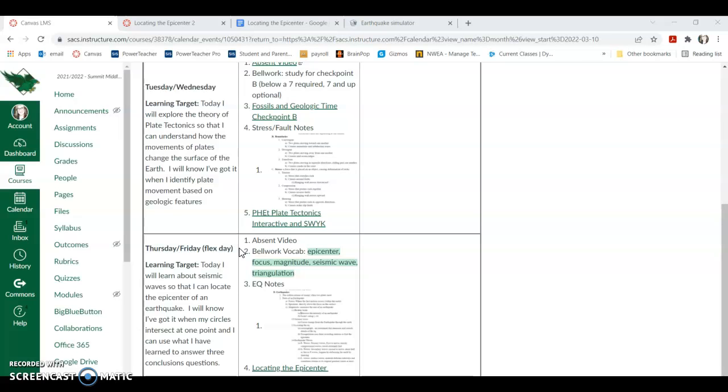Today, we'll learn about seismic waves so that I can locate the epicenter of an earthquake. I will know I've got it when my circles intersect at one point, and I can use what I've learned to answer 3 conclusion questions.